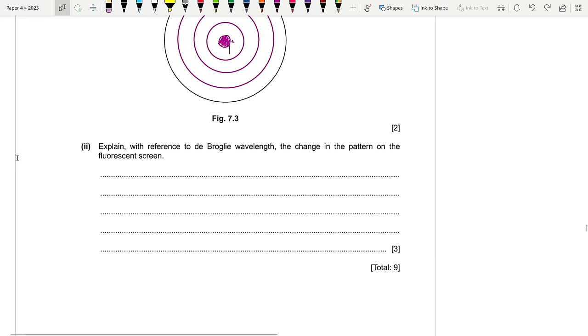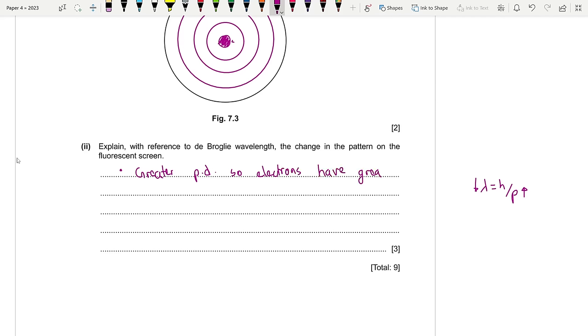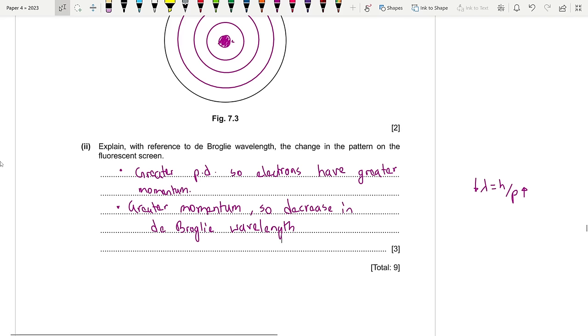Explain with reference to the de Broglie wavelength, the change in pattern. I just told you that lambda is equal to h by p. So since it's accelerated through a greater PD, the momentum is greater, so wavelength should be lower. Okay. So, there is greater potential difference. So electrons have greater momentum. Next, since there is greater momentum, there is a decrease in de Broglie wavelength. And finally, there will be a decrease in fringe spacing.